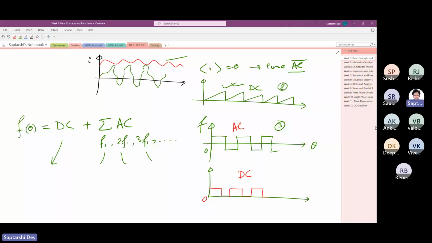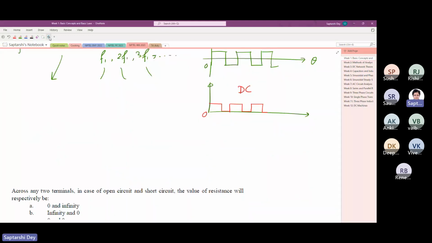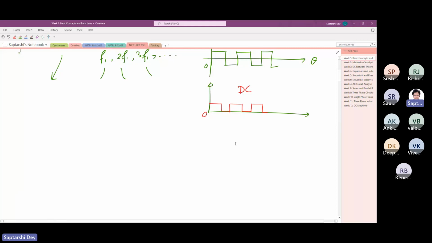So my second question is, can you explain the difference between battery voltage versus voltage and EMF of a battery? Voltage and EMF of a battery. EMF is the force and voltage is potential difference.